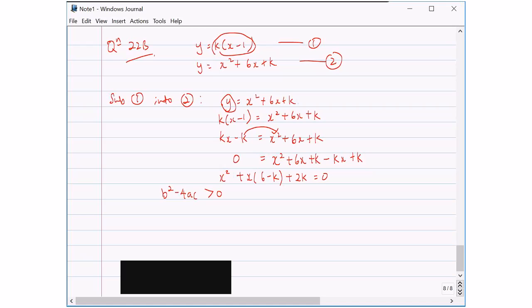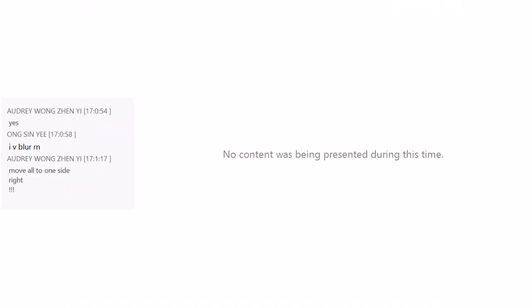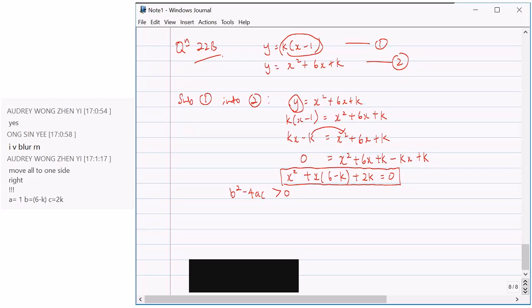Audrey, get me the B, the A, the C. The B, the A, the C comes from here. Don't look anywhere else. This is the combined one. The B. Nice. 6 minus k. The A is 1. And the C is 2k. Excellent. So this is to be bigger than 0.